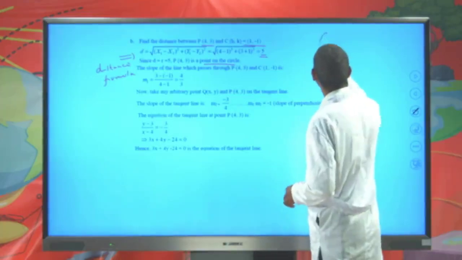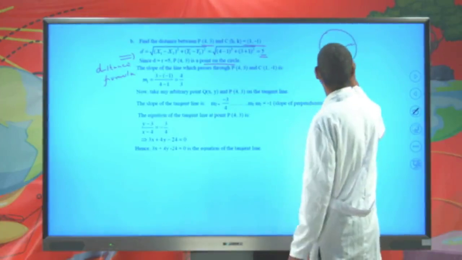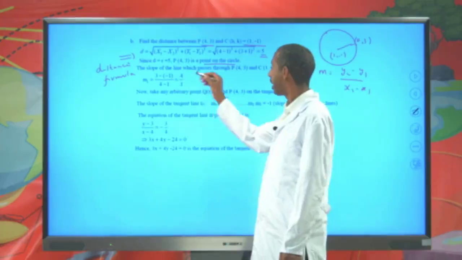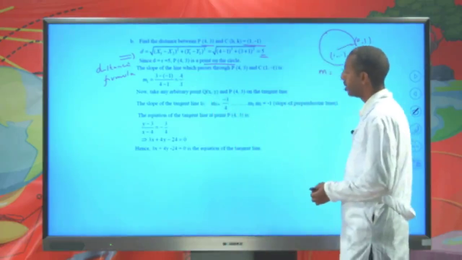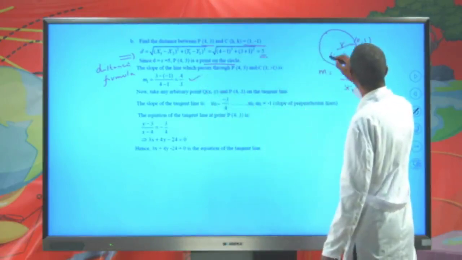So here we have the circle. The center is (1, -1), and the other point is (4, 3). As I mentioned before, this is not the exact location of the point. In order to find the slope or the gradient of the line, we may say m is equal to (y2 minus y1) over (x2 minus x1). Applying that formula, 3 minus negative 1 over 4 minus 1. This is the gradient of this line.